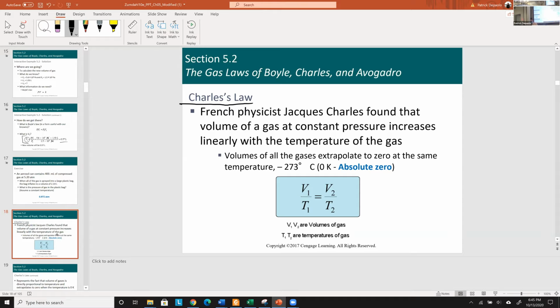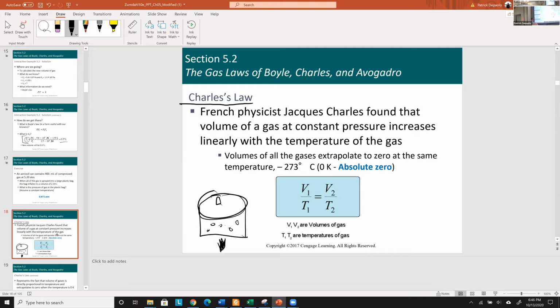This guy, Charles, found out that the volume of gas at a constant pressure increases linearly with the temperature. This is if the pressure is held constant. So here's what he's saying. If you have a piston, and we'll draw another piston, and you have the gases on the inside. If you increase the temperature with a flame of the gas in the piston, and the pressure is held constant, meaning it's going to be at a constant pressure.